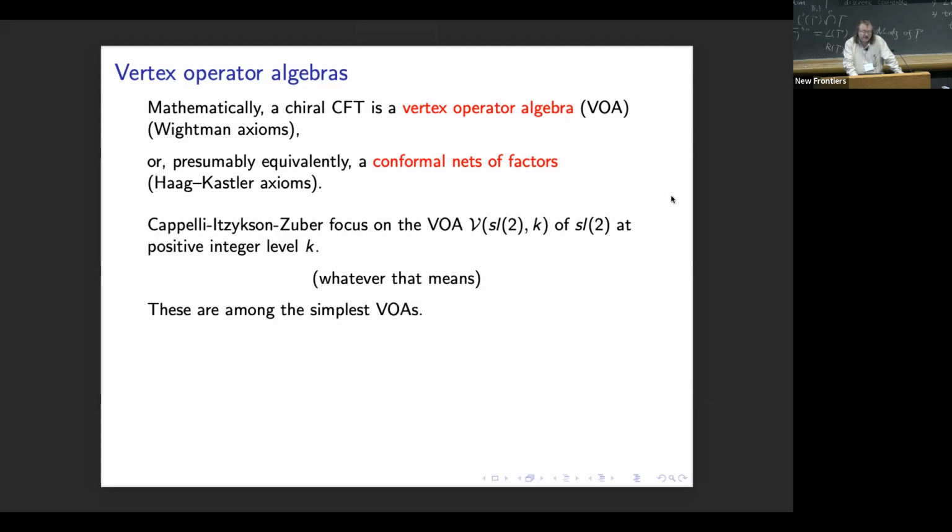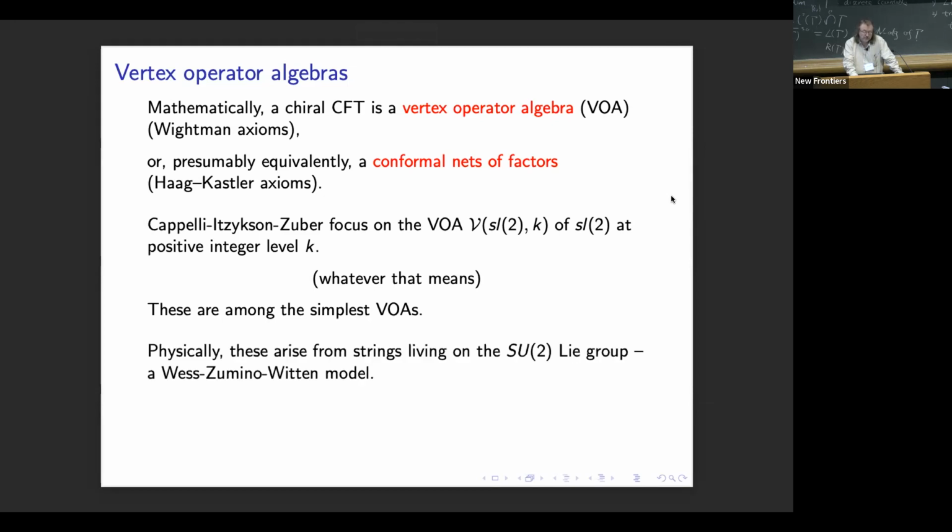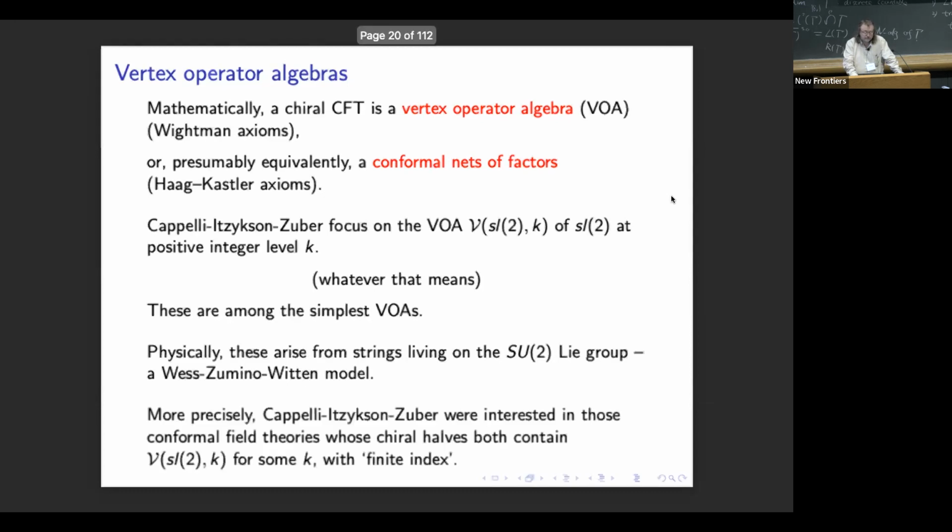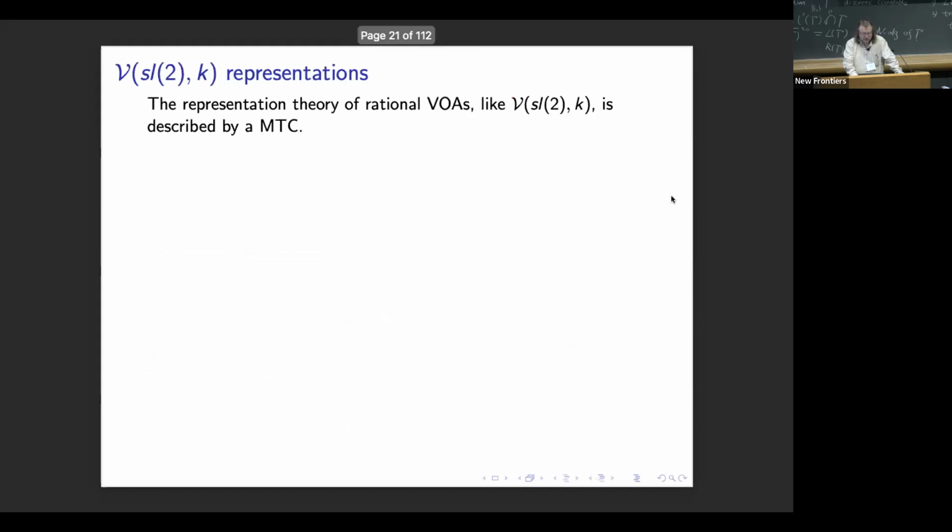So what Capelli-Itzykson-Zuber did is they focused on the VOA for SL2 at level K. So these are very, very simple VOAs, amongst the simplest that exist. Physically, they are Wess-Zumino-Witten models. In fact, all these quantum group things are going to be Wess-Zumino-Witten models. In this case, it's strings living on SU2. And so what they're interested in is conformal field theories whose chiral halves both contain this VOA, with finite index, whatever that means.